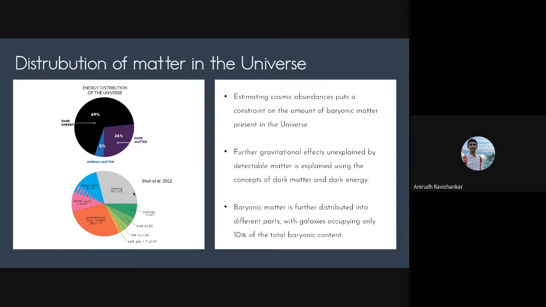For dark matter and dark energy, I'm not going to get into it much, but the brief idea is that they are detected based on the gravitational effects they show. Not enough matter is discovered to explain these gravitational effects.